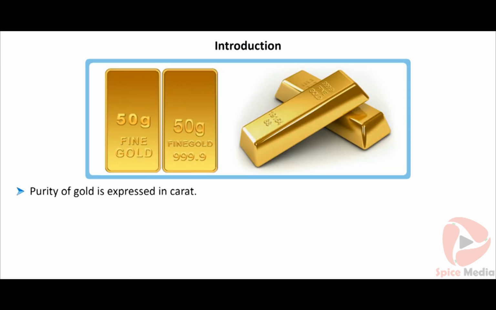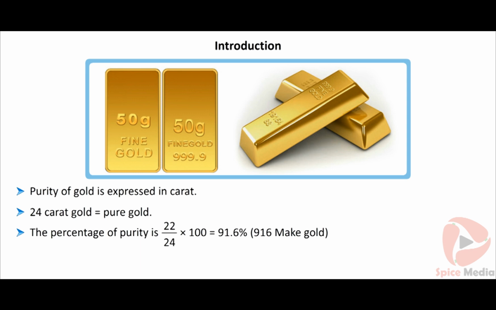Purity of gold is expressed in carats. 24 karat gold is equal to pure gold. For making ornaments, 22 karat gold is used, which contains 22 parts of gold by weight and 2 parts of copper by weight. The percentage of purity is 22 by 24 into 100, which is equal to 91.6%. 916 marks gold. From 1 gram of gold, nearly 2 kilometers of wire can be drawn.